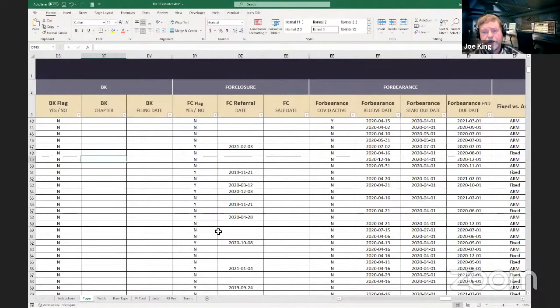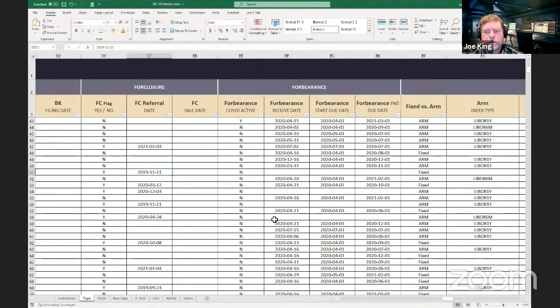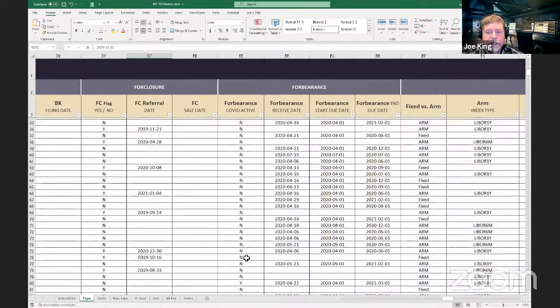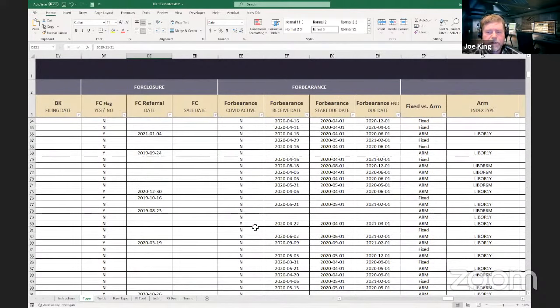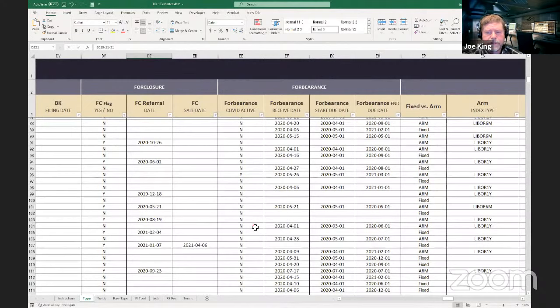Foreclosures, in this case, they've indicated which ones are in foreclosure, what the foreclosure dates are, or what the referral dates were, whether or not there's a forbearance on any of the loans that are COVID related. And there's not a whole lot that are COVID related, which is actually a good thing.